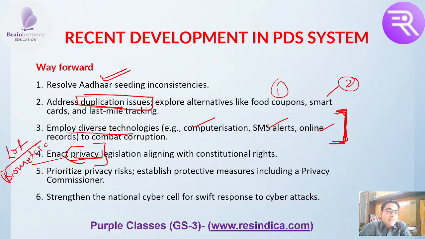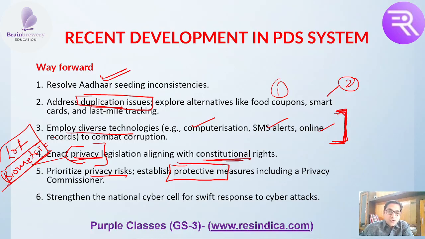biometric data they are having, and that has to be protected at any cost. So it has to be given a constitutional backing of privacy. Then prioritize privacy risk. Proper protective measures have to be included in order to enhance the whole system.